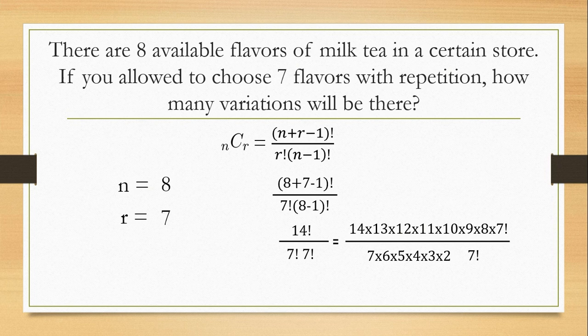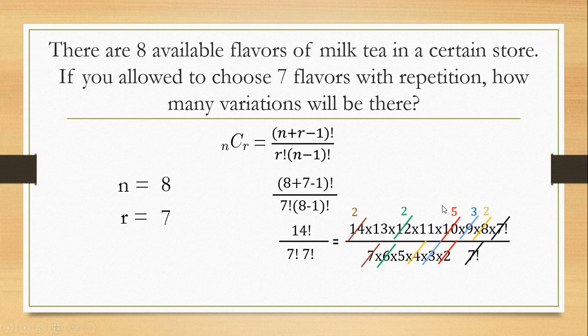So 7 factorial, that can be cancelled. So what else can we cancel in our problem? We have 10 and 2 which give us 5. So we have 3 and 9 which give us 3 since 9 divided by 3 is equal to 3. And also we have 8 and 4. 8 divided by 4 is equal to 2. We also have 6 and 12 since 12 divided by 6 is equal to 2. So we can also cancel 14 and 7 since 14 divided by 7 is equal to 2.